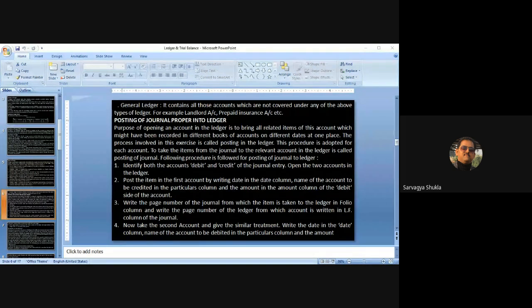First of all, we have to write the date of entry. Suppose the entry date is 15th April. So we have to write 2023, April 15 in the date column. And in the particular column, we have to write the name of the account that is going to credit in this entry. Mr. X is debited against which account? That is sales account. So we have to write in the debit side of Mr. X account to sales account. And let's take an amount rupees 50,000. The amount of 50,000 will be posted to the amount column. Is it clear?